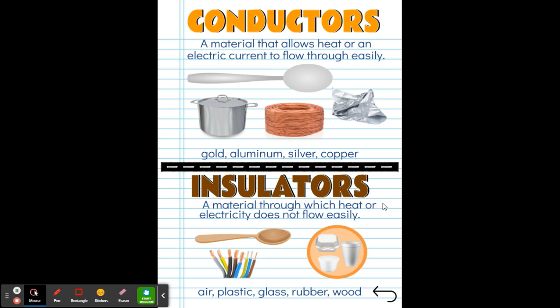Conductors and insulators. Conductors are materials that allow heat or an electric current to flow through easily, such as gold, aluminum, silver, and copper. Insulators are materials through which heat or electricity does not flow easily, such as air, plastic, glass, rubber, and wood.